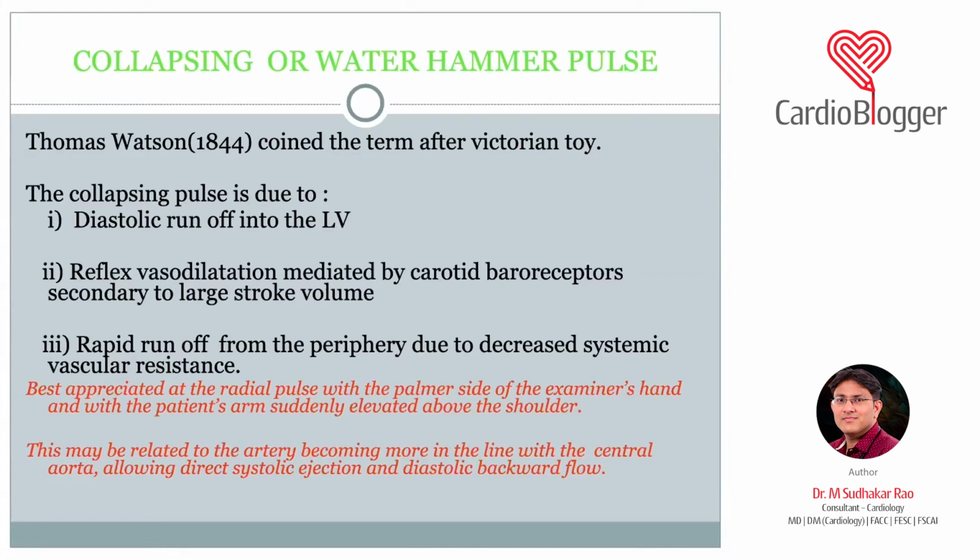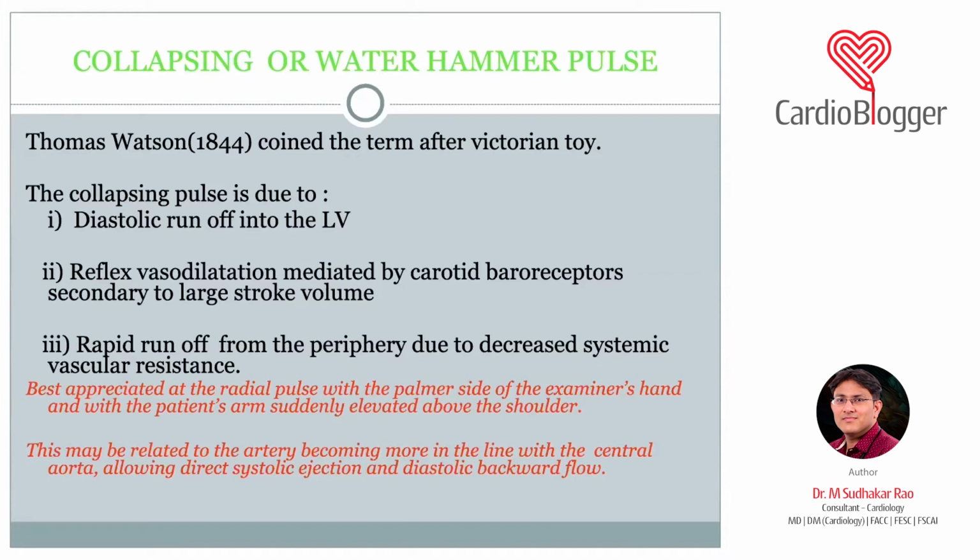Now what happens next? Once the LV fills with the blood, it produces a larger ejection fraction, so it contracts more. Once it contracts, it activates the carotid baroreceptors, which causes a reflex vasodilation. Now this vasodilation is again responsible for the collapsing pulse. So in a patient with aortic regurgitation, there are two major mechanisms of collapsing pulse. One is central, another is peripheral. Peripheral is caused by this mechanism.